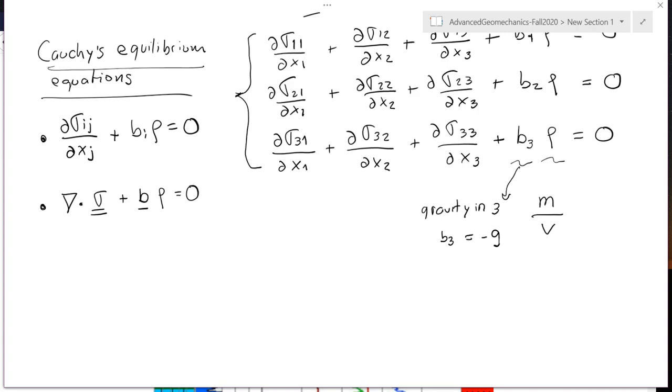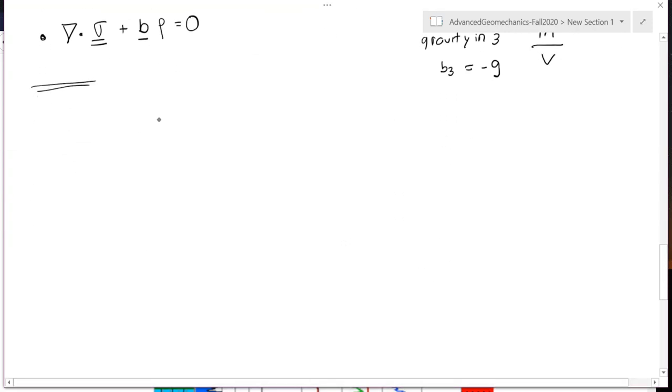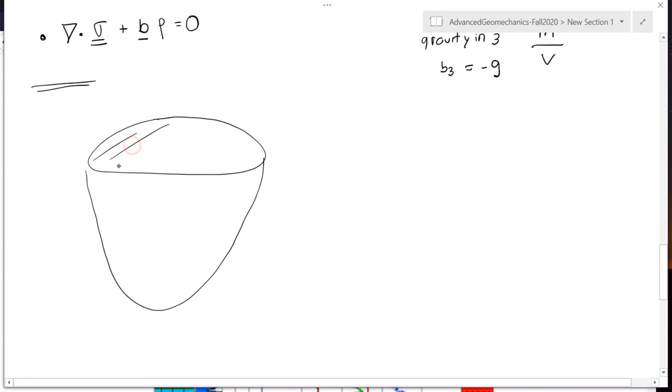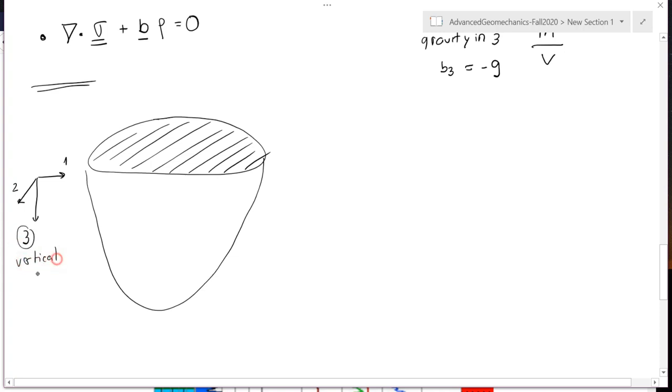For this particular application, what I'm going to do is I'm going to assume that I have an infinite half space where this top surface, we can assume that as a free surface and that to be the ground. I'm going to add here a coordinate system, 1, 2, and 3. And I'm going to consider that 3 is the vertical direction. All right.